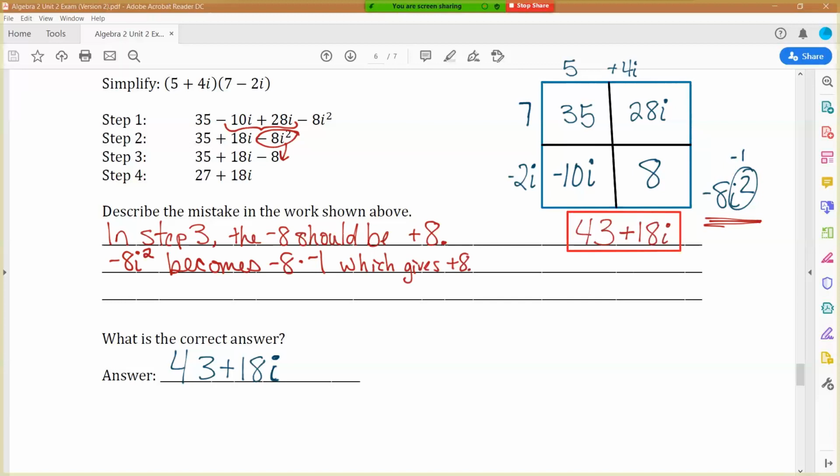So there's lots of different things you could write there. You could tell me they didn't replace i squared with negative 1. Something along some of those lines. So again, there's lots of answers you could have there, as long as you're telling me something's wrong when they went from negative 8i squared to negative 8. So between step 2 and step 3, I would say the error happened in step 3 because that's when they wrote something incorrectly.